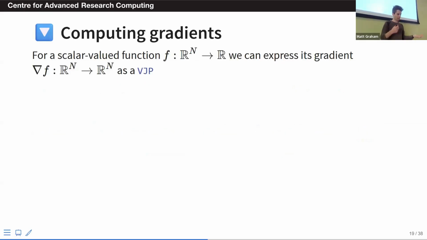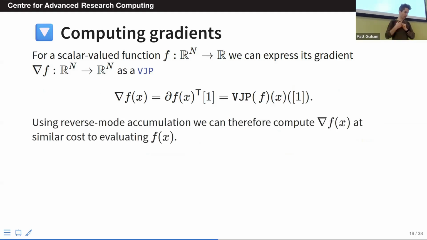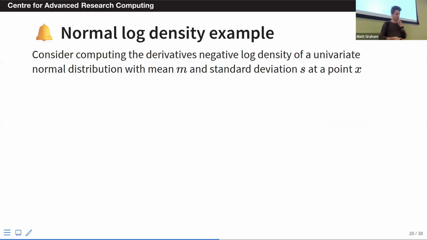So just to make this a bit more concrete, if we're computing gradients of a scalar valued function, we can express this concretely in terms of a vector Jacobian product. It's just the vector Jacobian product where the vector, the seed that we're specifying at the outputs, is just the scalar 1. And this is what underlies that property that we can compute the gradient of a scalar valued function at a similar cost to evaluating f of x. It's just a single vector Jacobian product operation.